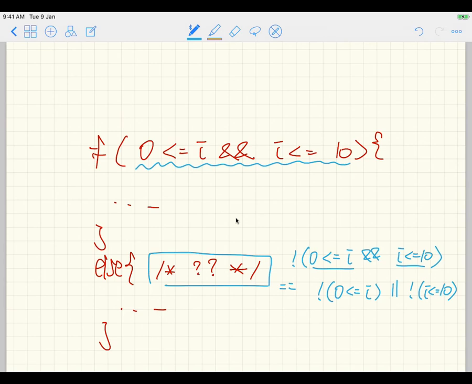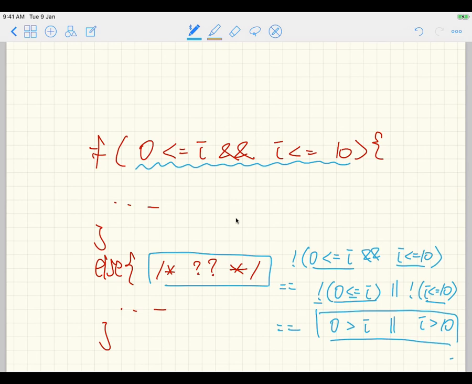Now, can we also apply this negation over here? We can. Negation over less than or equal to means 0 strictly larger than I, or I strictly larger than 10. So this is the final answer we have. Are we okay with this analysis?